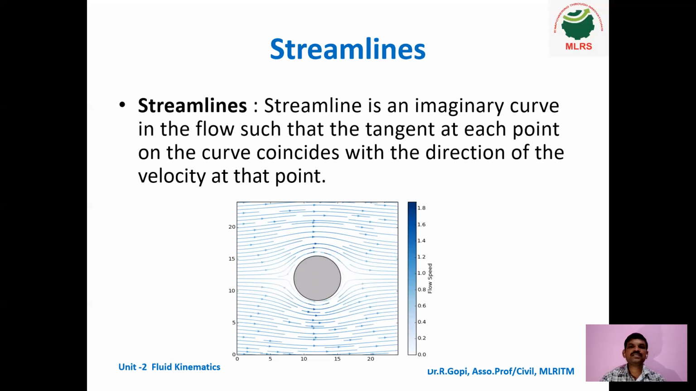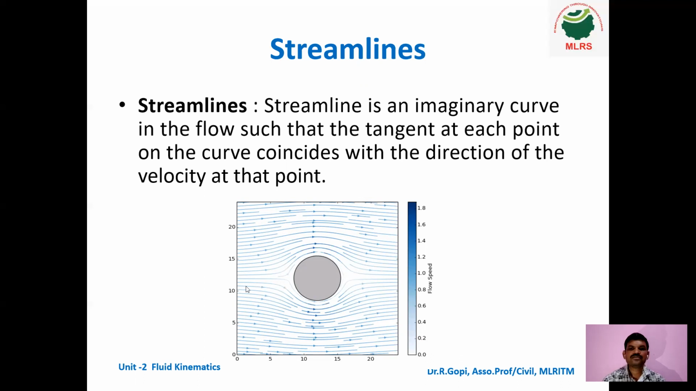So first, consider streamlines. A streamline is an imaginary curve. Okay, keep it in your mind, it is not a real one. It is an imaginary curve in the flow such that the tangent at each point on the curve coincides with the direction of the velocity at that point.